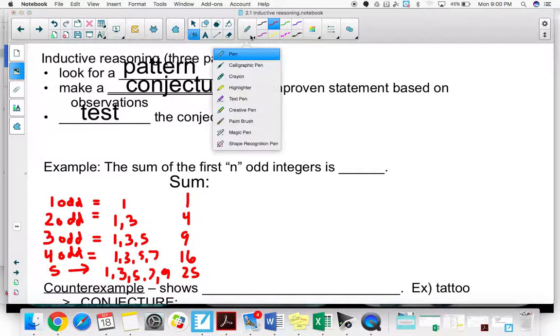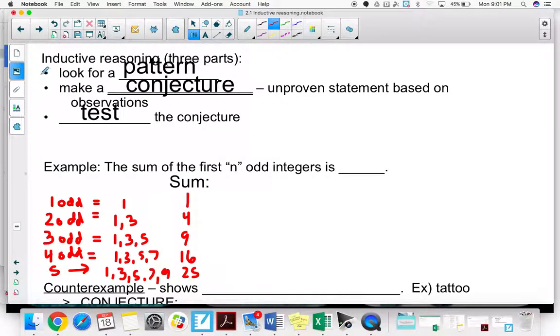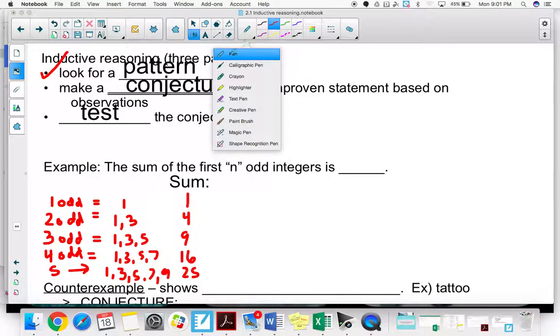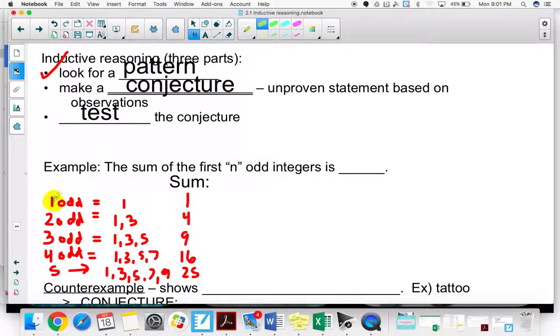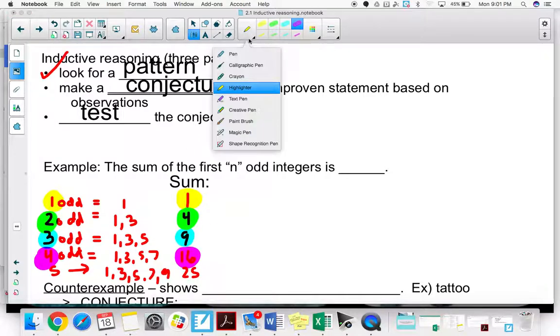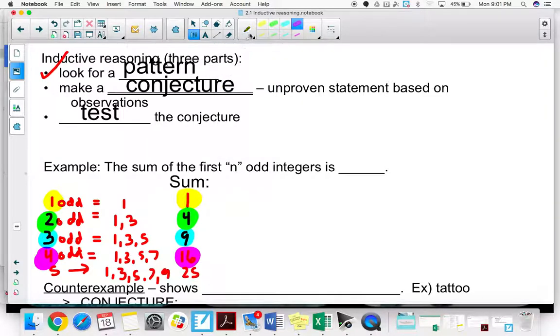What I want you to do before we make your conjecture, because right now we're looking for a pattern, is look at this number and compare it to this number. Let's do that with each of these sets. The 2 compared to the 4. The 3 compared to the 9. 4 compared to the 16. So my question to you is, if I generalize this and say that this is n over here, what is the second column?